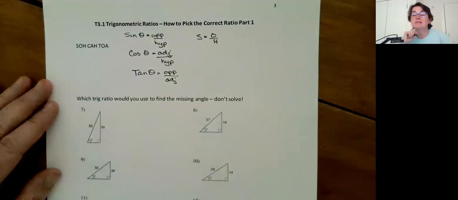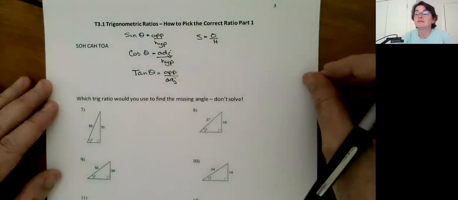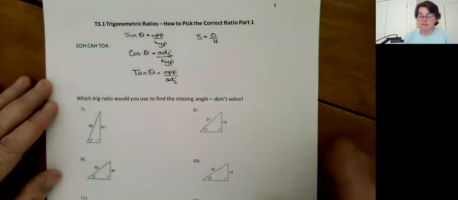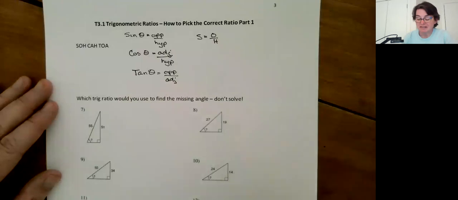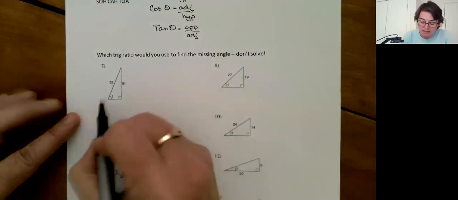Now comes the fun part. What I found students struggle with is they go, well, this SOHCAHTOA is all lovely, but I don't know what to do with it. Or they look at a question and go, I have no idea which one of those things I'm supposed to use. So this video, and I think the next video, are just about figuring that out. Because once you get it, it's easy. But at the start, it looks pretty scary. So here's what you're going to do. Let's take a look at this one.